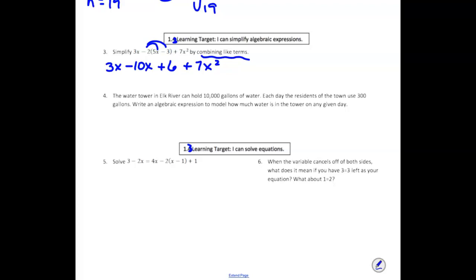Combining like terms, we can group our 3x and our -10x together to be -7x. I would accept that as an answer. Typically, we put our terms in order from highest power to lowest. So your better answer would look like this. Your squared terms first, then your x's, and then your constant.